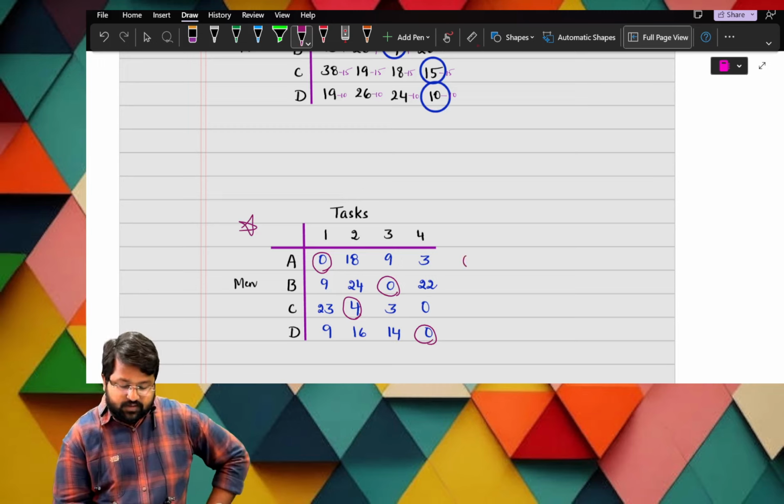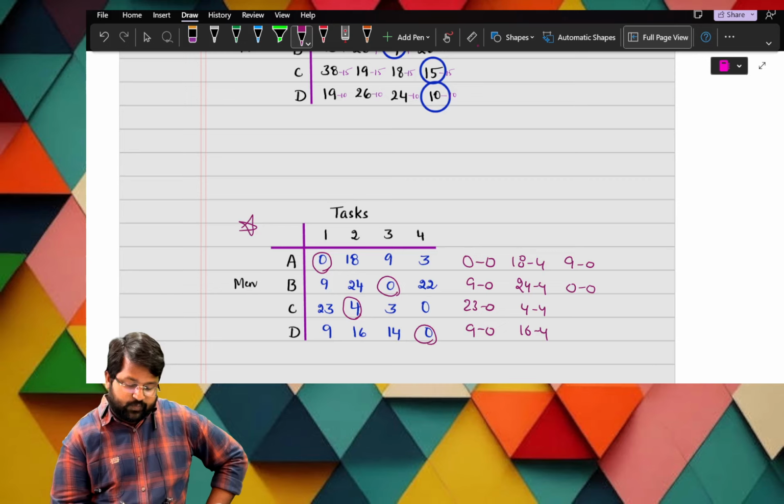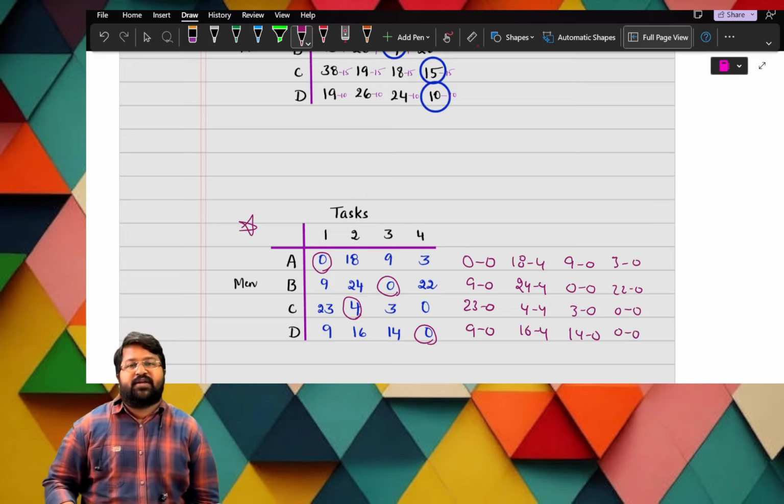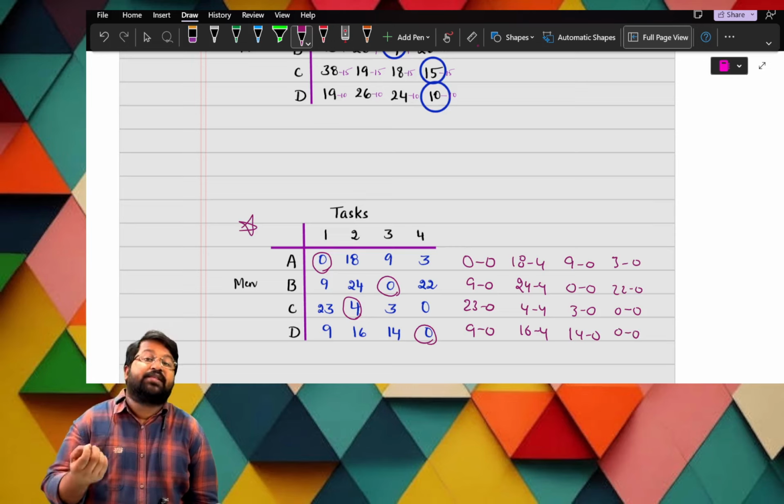That is 0 minus 0, 9 minus 0, 23 minus 0, 9 minus 0, 18 minus 4, 24 minus 4, 4 minus 4, 16 minus 4, 9 minus 0, 0 minus 0, 3 minus 0, 14 minus 0, 3 minus 0, 22 minus 0, 0 minus 0, 0 minus 0. Sir, what is the need of detecting 0? Sir, it is same. But for your understanding, I'm right here.